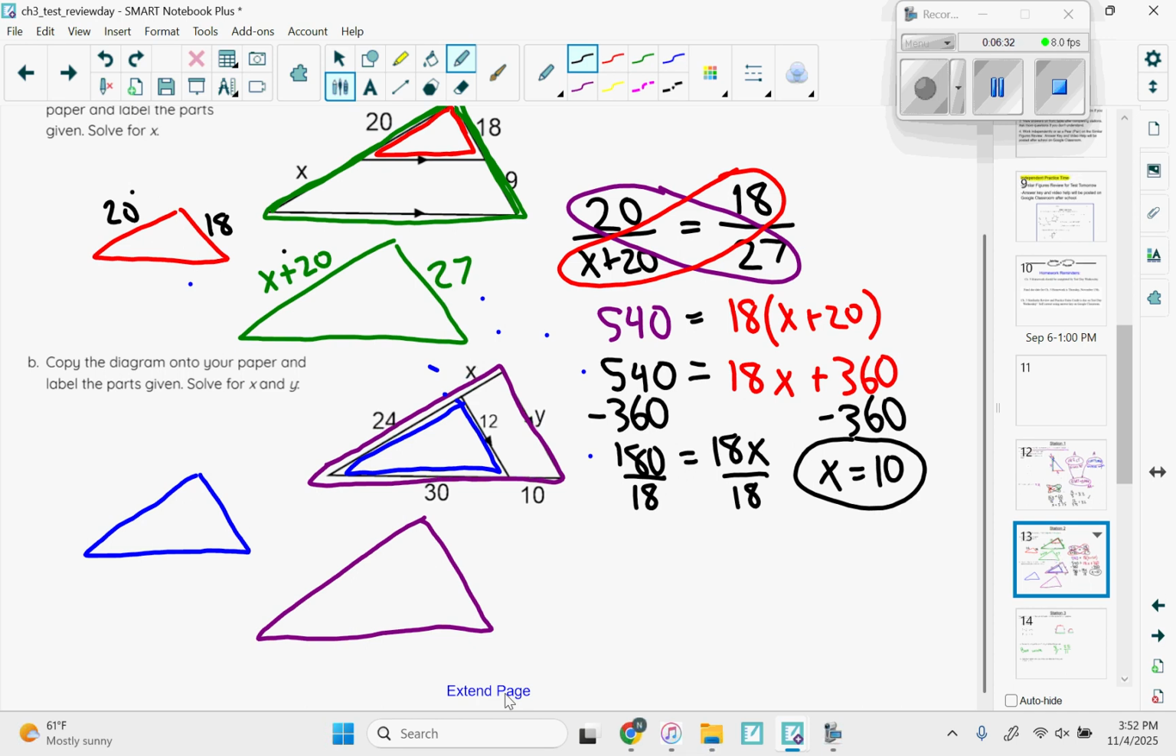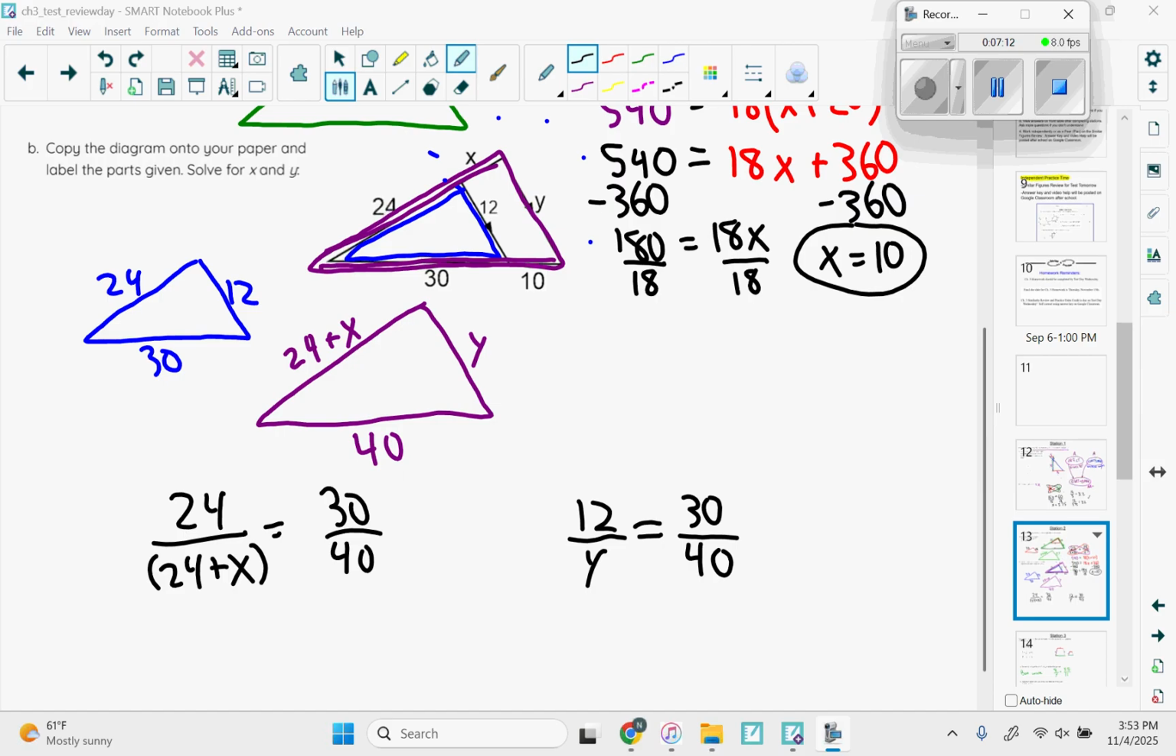And part B, we're going to do the same thing. We have the overlapping triangles. So my small triangle in blue has side lengths of 24, 30, and 12. And in my big purple triangle, it's 30 plus 10, that's 40 on the bottom. You got 24 plus x on this side, and then y. Okay. And I'm going to go ahead and pause here and set up the proportions real quick. Double check your own answers.